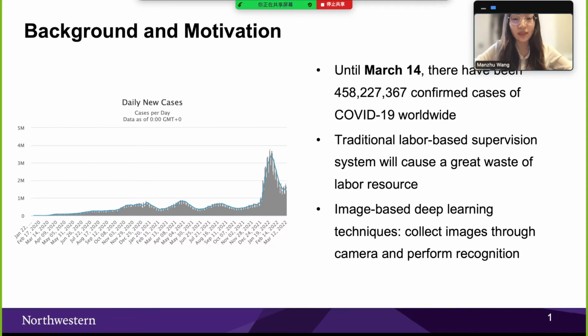Thanks to advances in computer science and artificial intelligence in recent years, we can use image-based deep learning techniques to solve this problem. That is, collecting facial images through cameras and performing mask-wearing recognition with specific deep learning frameworks. In this way, labor and time costs can be saved, and the spread of COVID-19 will be more effectively controlled.